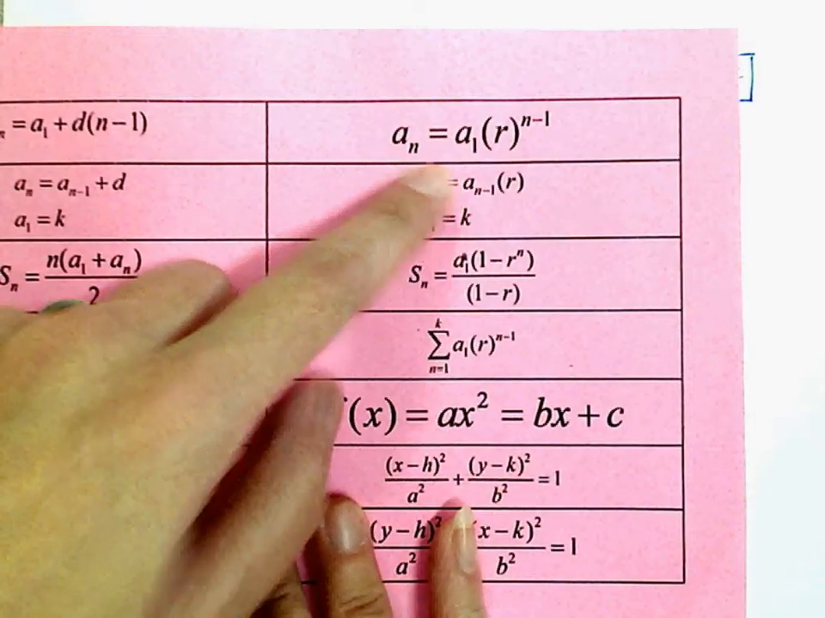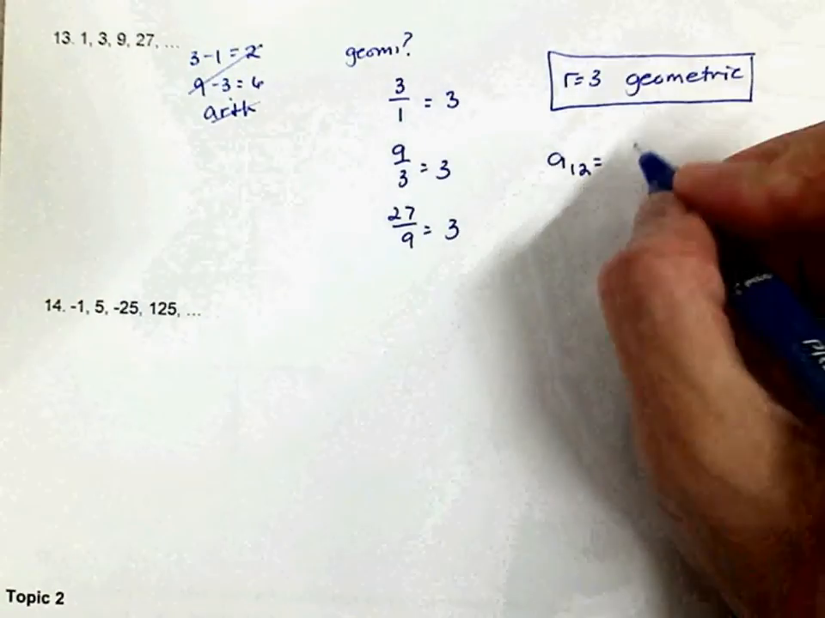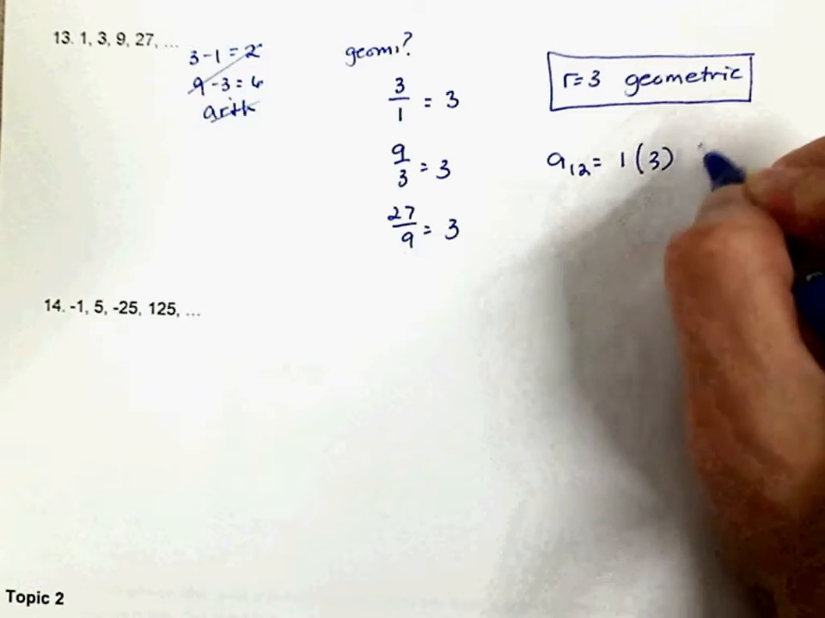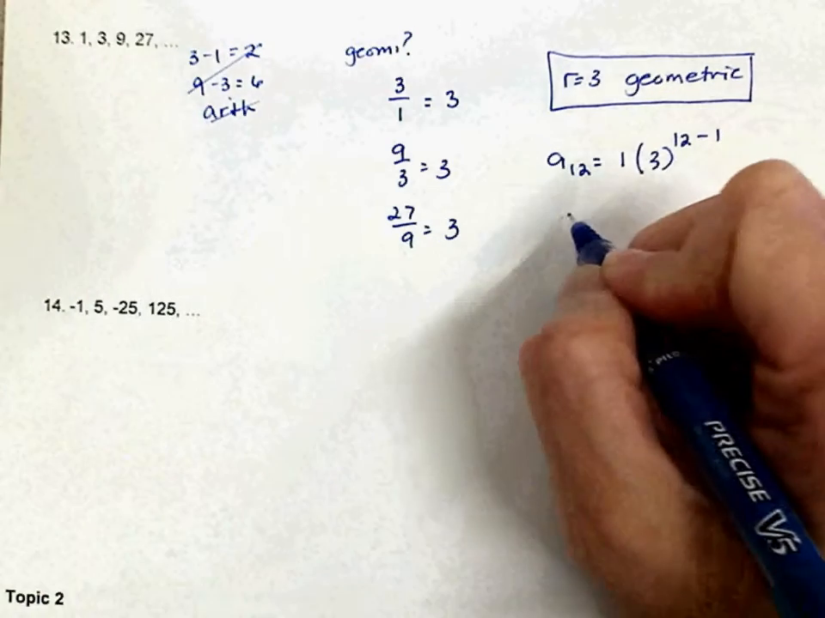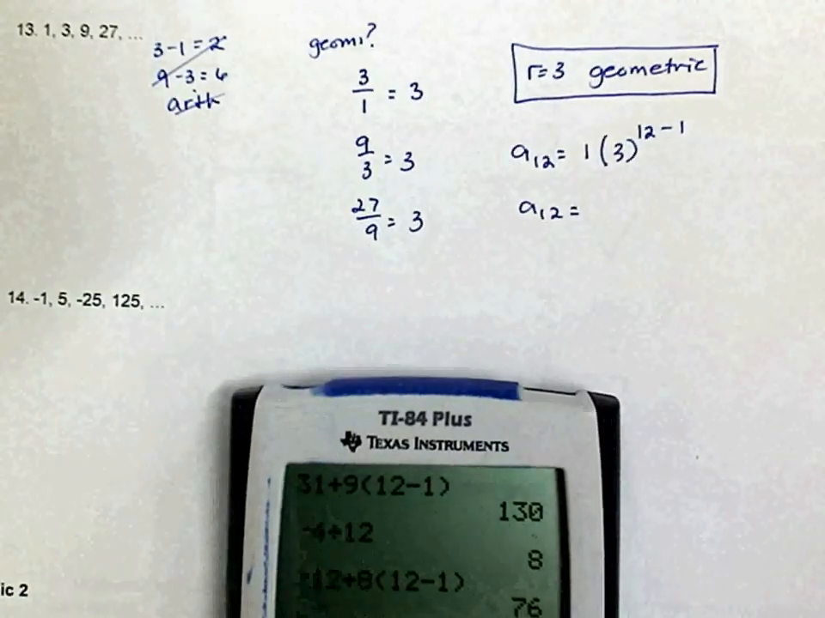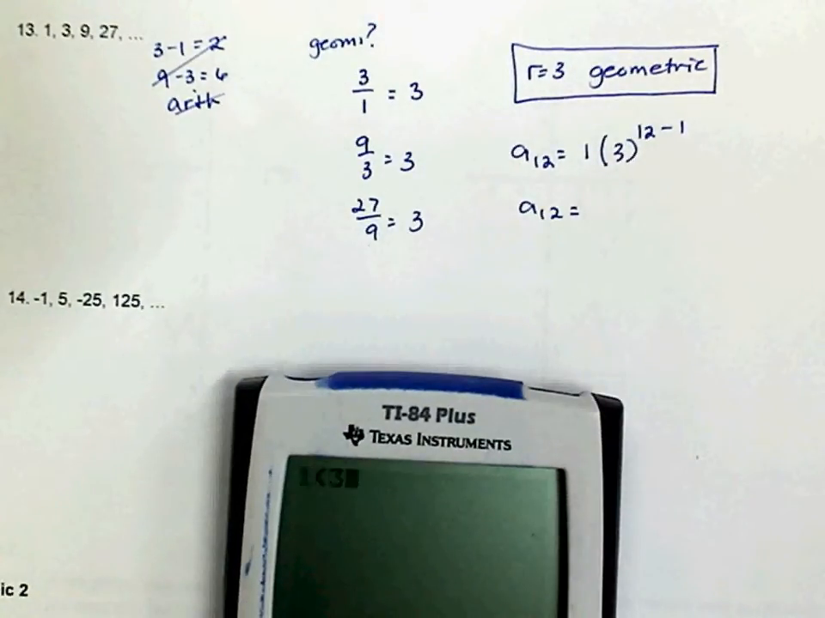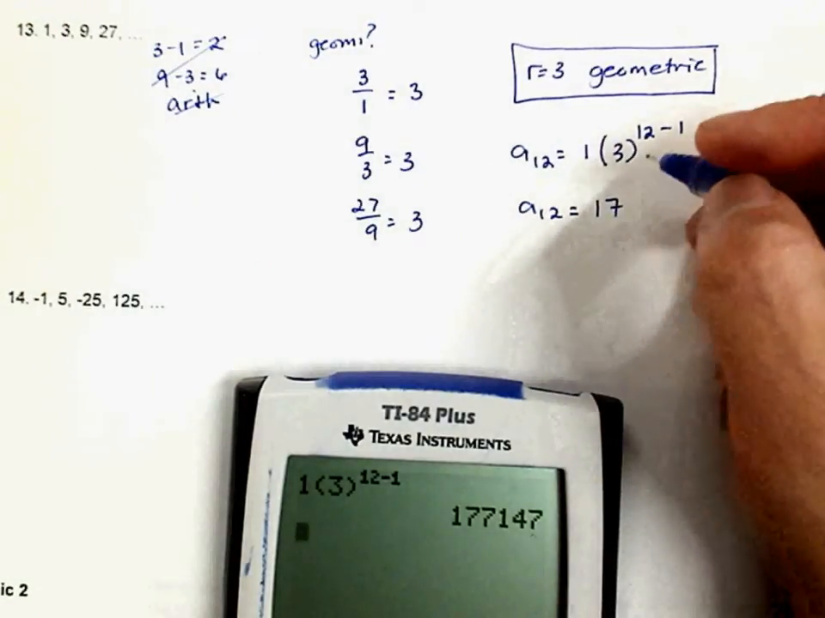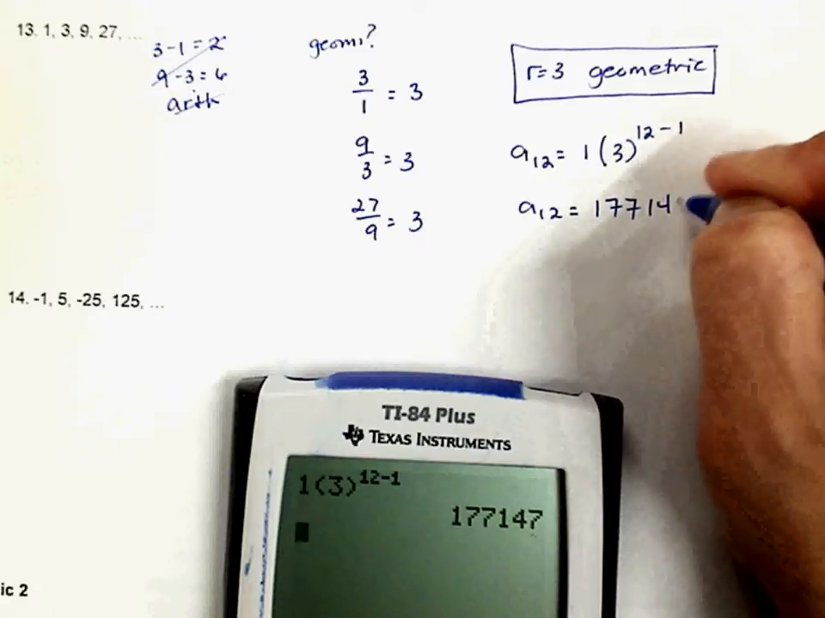Take your first term times your r, which is 3, raised to n, which is 12 minus 1. And you can just type that into your calculator. Ready? 1 times 3 raised to 12 minus 1 comes out to be 177,147.